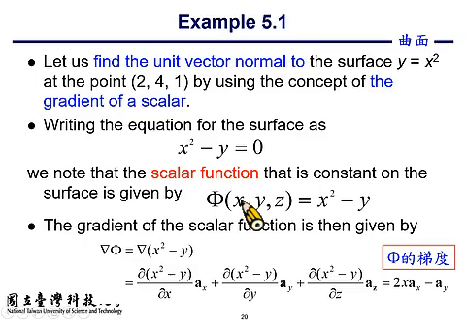So here is an example. Let's find the unit vector normal to the surface y equals x squared at the point (2, 4, 1) by using the concept of the gradient of a scalar. Okay, so now, what kind of a surface is this? y equals x squared. Well, it refers to a hyperbolic surface, right?